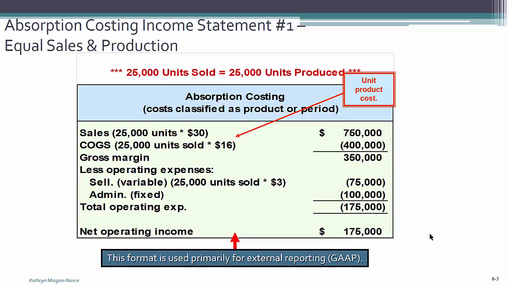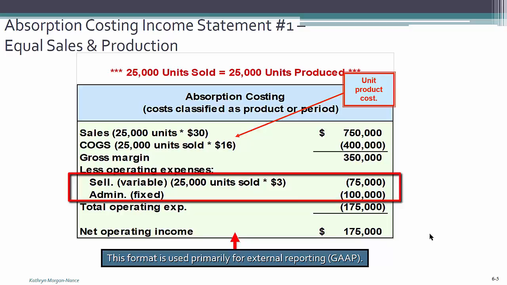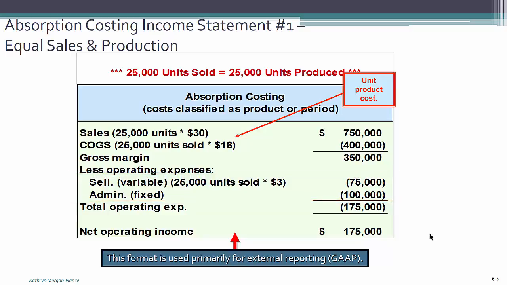Notice also that selling expenses of $75,000 are computed by multiplying the number of units sold by the variable selling cost per unit. So we have 25,000 units sold times $3. And all selling and administrative expenses are reported as period expenses. They are subtracted from gross margin to determine net operating income of $175,000.